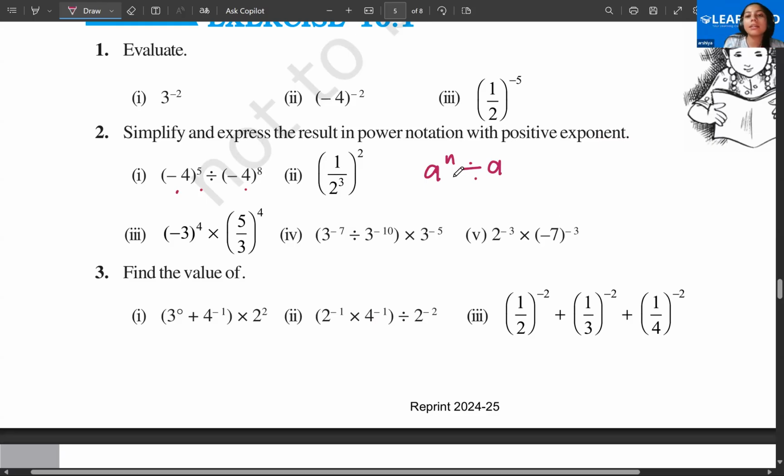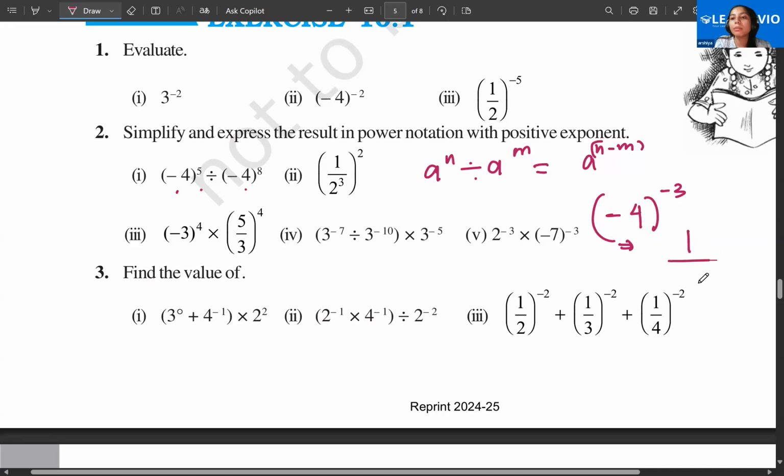Okay, anyways, I was saying a raised to the power of n divided by a raised to the power of m is a raised to the power of n minus m. And what are the powers here? 5 minus 8. So my answer will be negative 4 raised to the power of negative 3. Yes, negative 3. Now, you cannot leave the answer here. You'll have to solve it further.